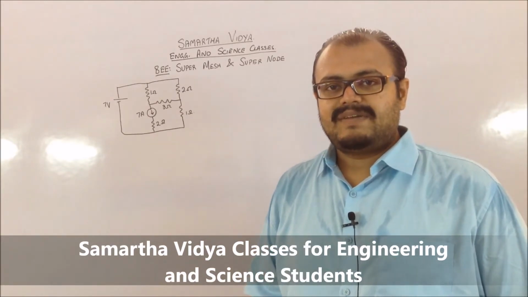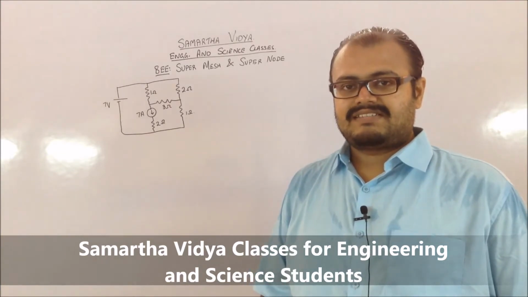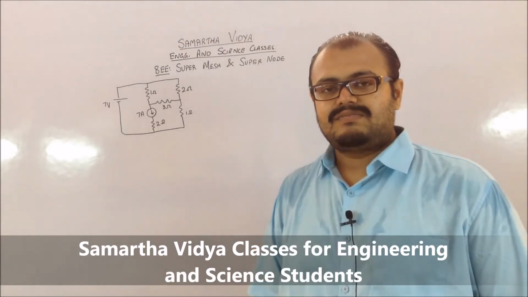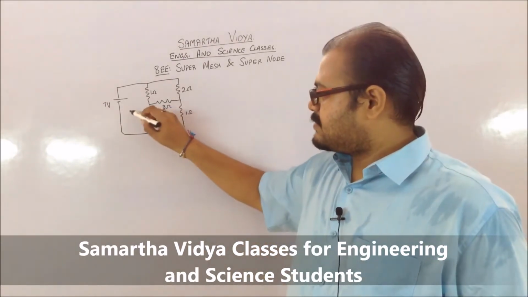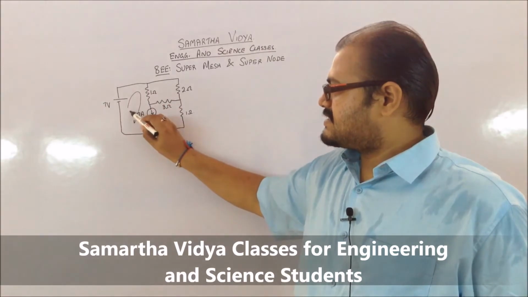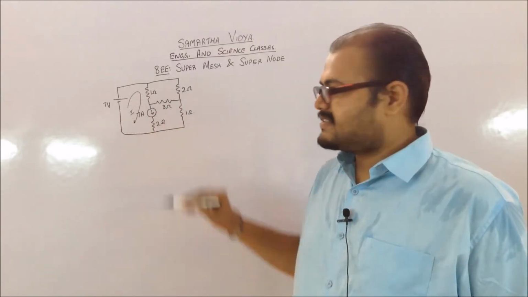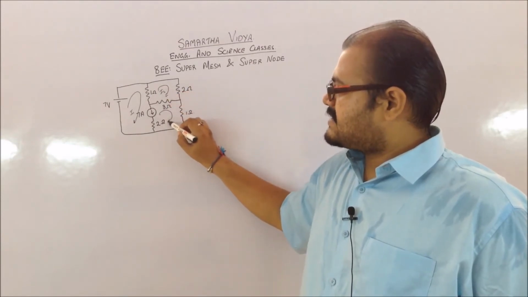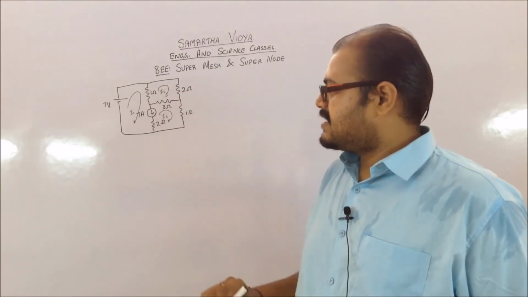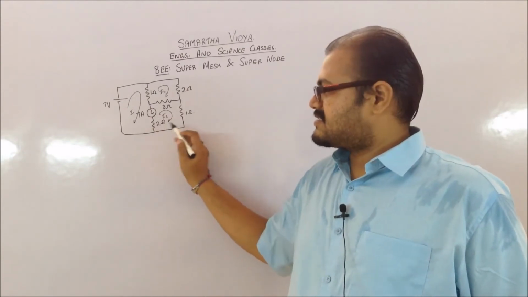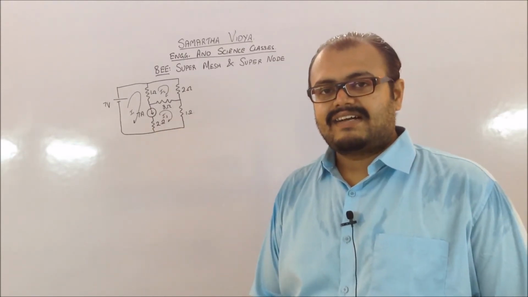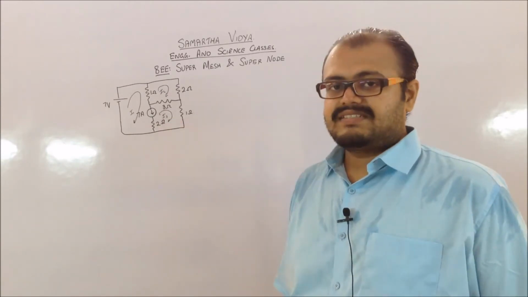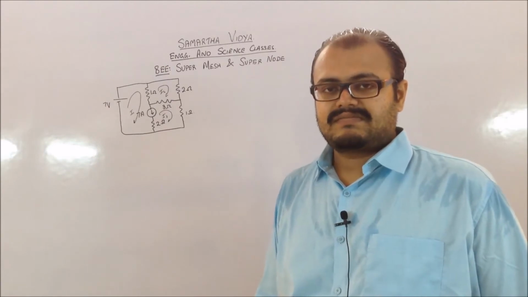Now the difference between the mesh analysis and the super mesh analysis is seen when you have a current source present between two meshes. You can see that in this particular mesh, let us consider the current is I1, in this case it's going to be I2 and in this case it's going to be I3. So you can see that between the first mesh and the third mesh there is a current source. Whenever you have a current source between two meshes, it's a problem for super mesh.